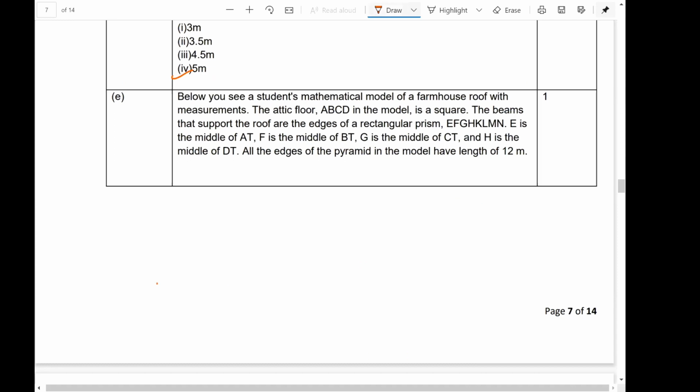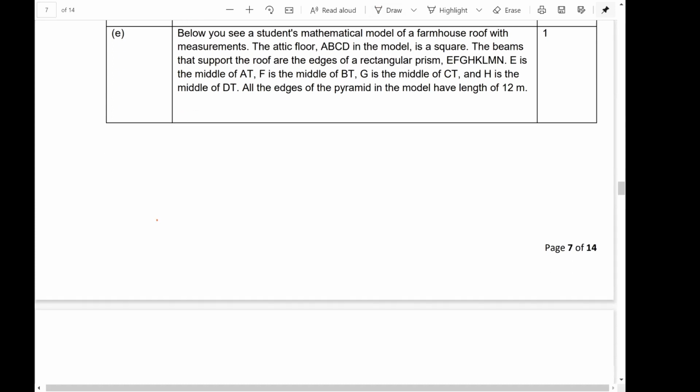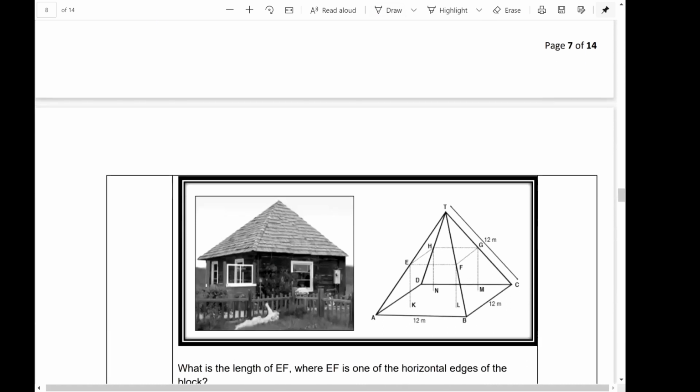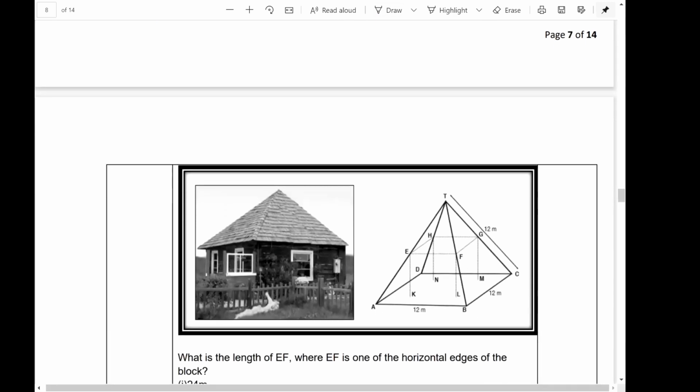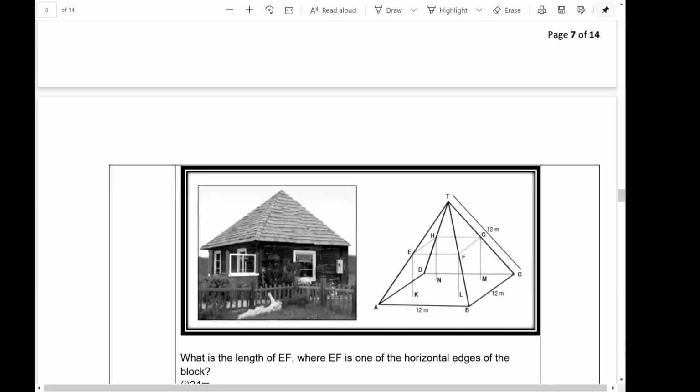You can see the model, the attic floor ABCD in the model is a square. So you can see the ABCD in the diagram. So this is ABCD. So this is clearly a square. All sides are equal. So this one is a square.